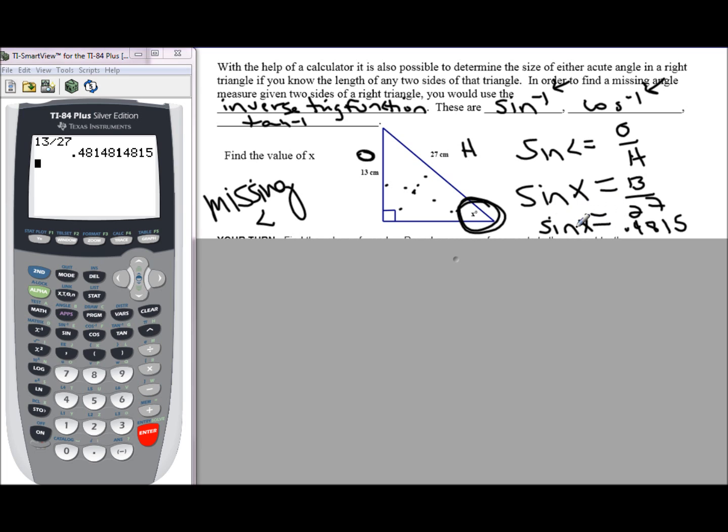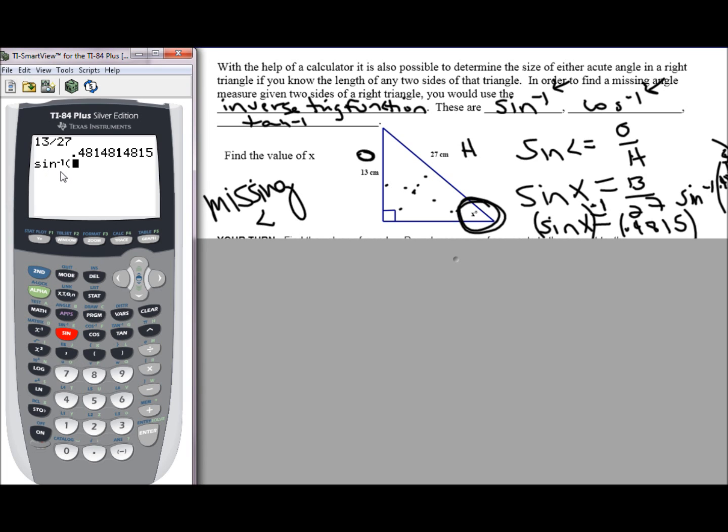Well, in order to get x alone here, you can't just divide by sine, because sine doesn't represent a number. Sine of a number represents a number, but not sine alone. So in order to undo this operation, we have to raise sine to the -1 power. So we take sine of -1.4815. So in your calculator, in order to get that sine to the -1 power, you press second sine.